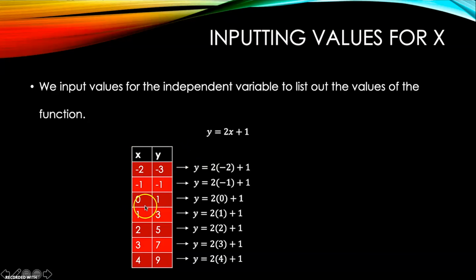For example, if we choose the value 0 for x, then we get 2 times 0, which is 0, plus 1. So it'll be 0 plus 1, which is equal to 1. So when x is 0, y is 1. When the input is 0, the output is 1. Similarly, if x is 1, that'll be 2 times 1 plus 1, which will be 3. And 2 times 2 plus 1 equals 5, and so on and so on.